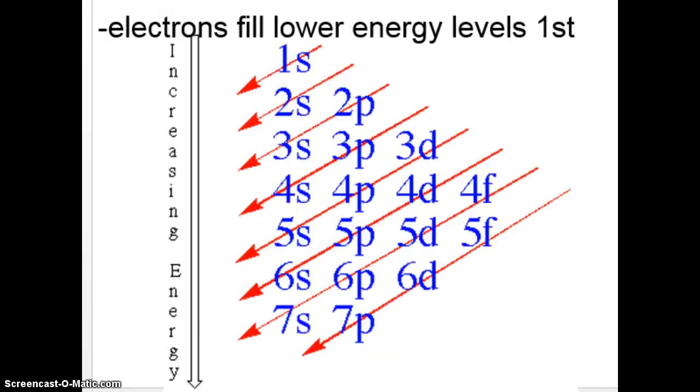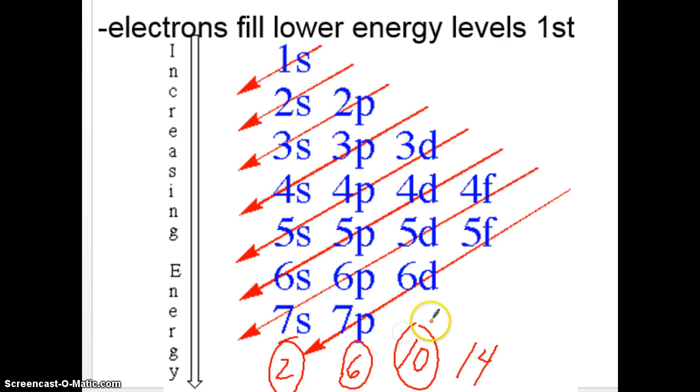So going back to here, I'll put our numbers back down. We have 2, 6, 10, and 14. So each time that we use the S, we would say a 2. Each time you use the letter P, you would say 6. Each time you would do a D, you would do 10. And each time you use an F, you would use the number 14. So an electron configuration would look something like this.